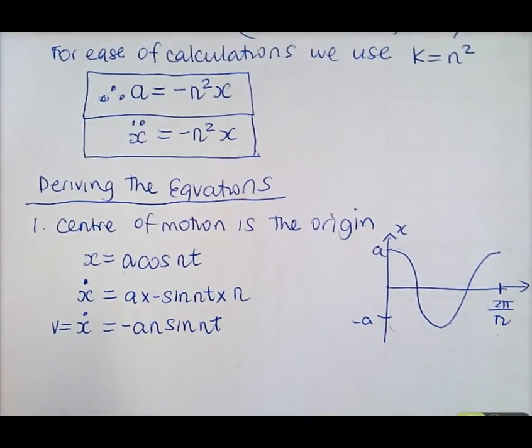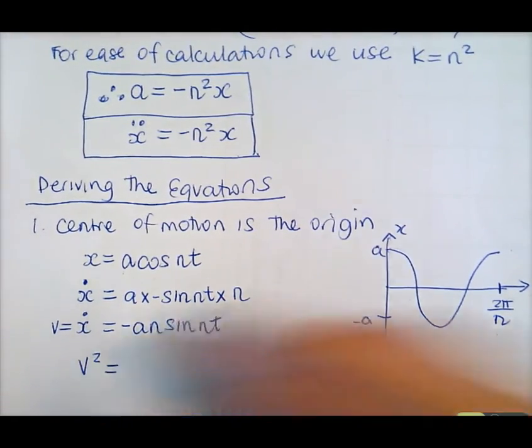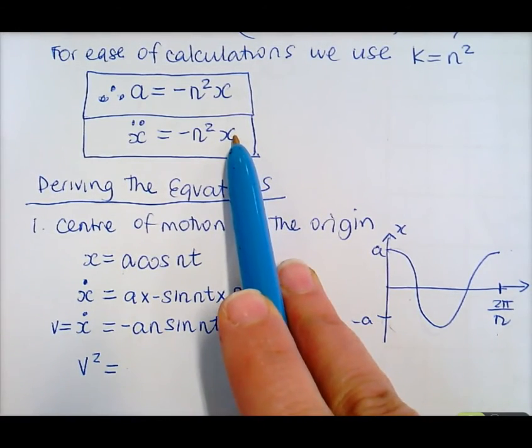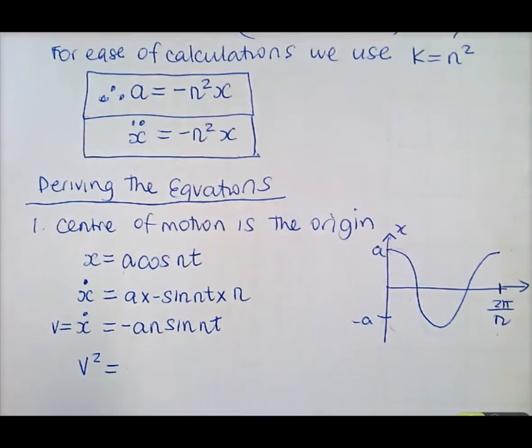Are we okay with that? Now, what I'm going to do, I'm going to square that. So v squared, I'm going to derive this equation here. That's what I'm trying to do. I'm going to derive that acceleration is negative n squared x. Now, this is a really, really important derivation of a formula.